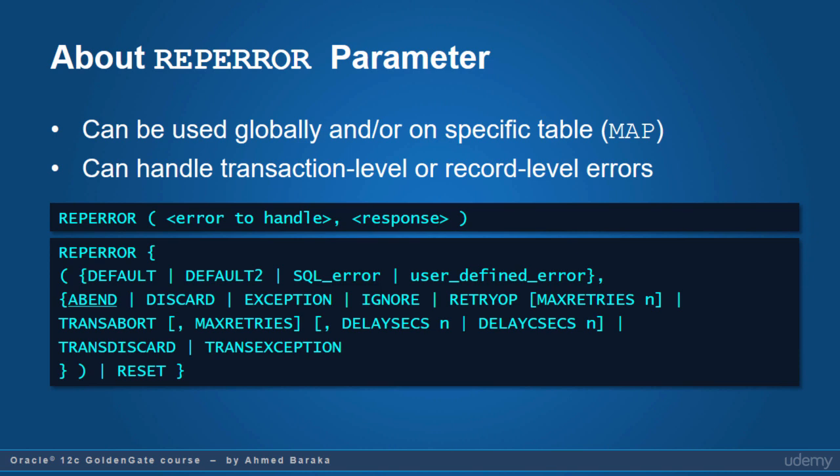The syntax of the parameter may look a little bit complicated, but actually it has only two parts. In the first part, you define the error you want to handle, and this is called the error specification option. And in the second part, you define the response to that error. In the upcoming slides, I will talk in more detail about the errors and their responses that you can define in this parameter.